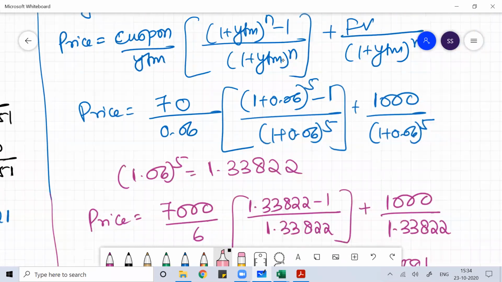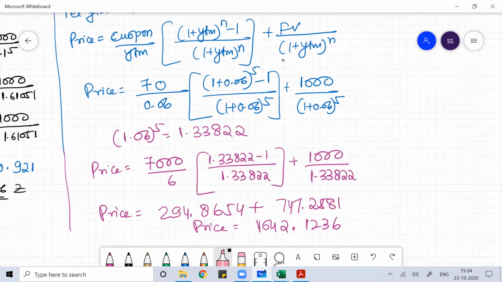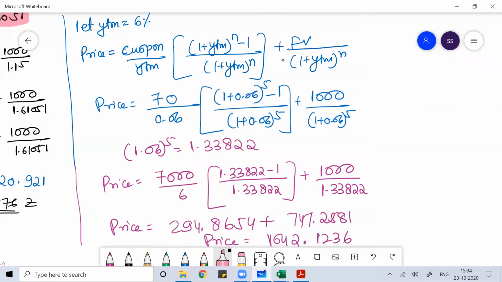Okay, everyone. So if you take 6%, you get 1042.1236.